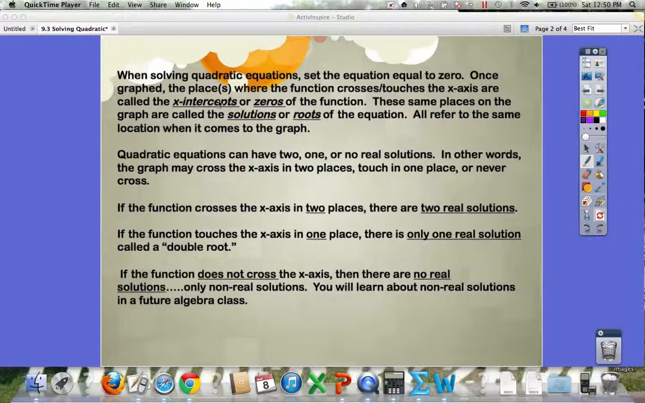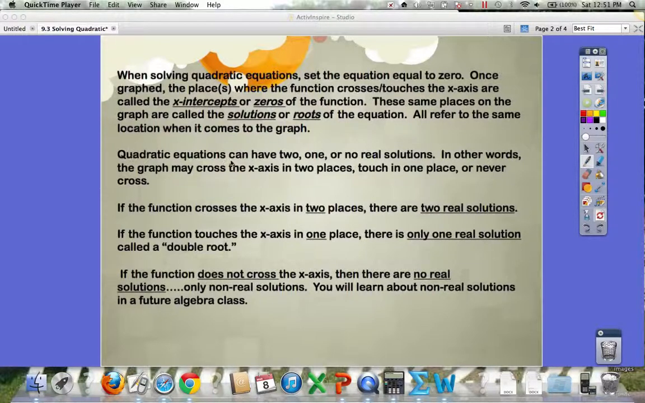Once you have it graphed, the place or places where the function crosses or touches the x-axis are called the x-intercepts or zeros of the function. These same places on the graph are called the solutions or the roots of the equation. So it doesn't matter, they're all talking about the same location on the graph. When it comes to the function, it is the x-intercepts or zeros. When it comes to the equation, solutions and roots. Really doesn't matter, just know that they're asking where it's crossing.